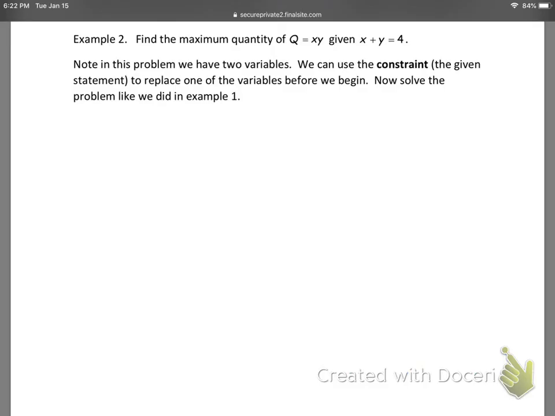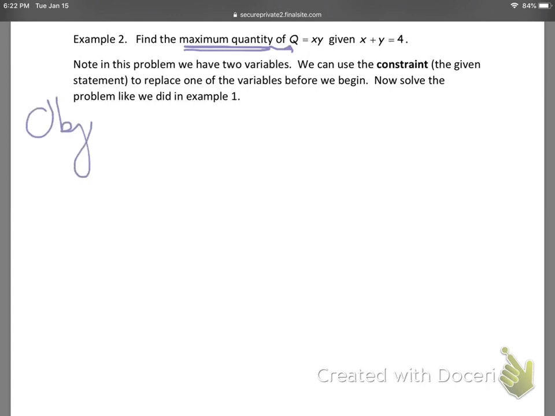Okay, so in example 2, they're asking us to find the maximum quantity. The maximum quantity is also going to be the y value or the q value in this situation. They give us a function, but this function is in two variables. That's a concern. And then they give us a constraint. So it says given x plus y equals 4. That is your constraint.